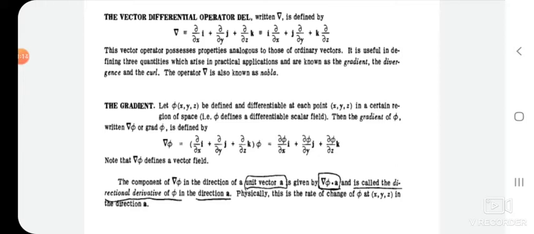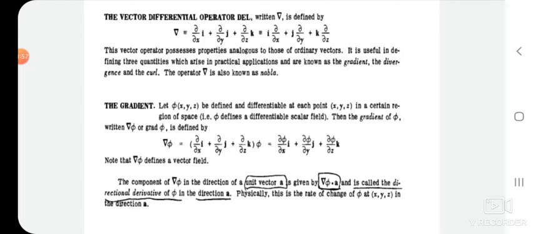Actually, it is useful in defining three quantities which arise in practical applications and are known as the gradient, divergence and curl. Before discussing the gradient, divergence and curl, we must know about the vector differential operator, that is del, which is denoted by a triangle, or it is also known as nabla. Now, first we will discuss the gradient, what it means.